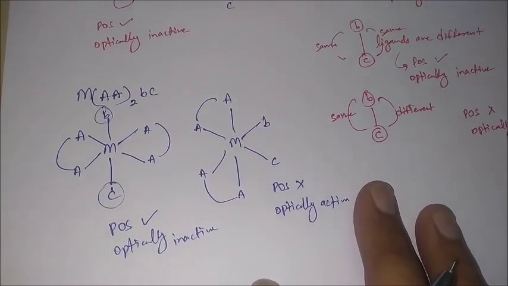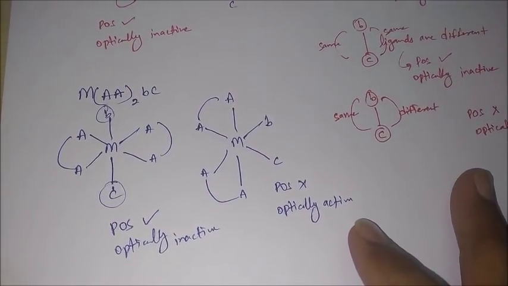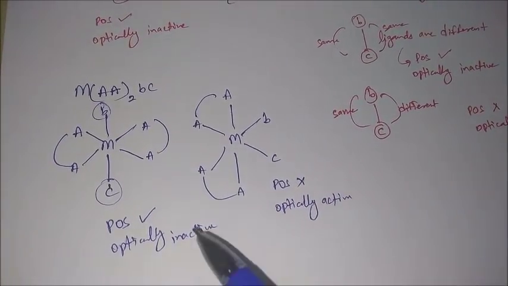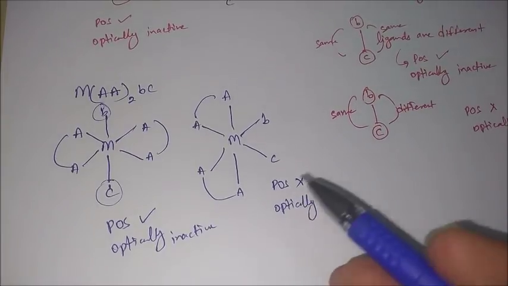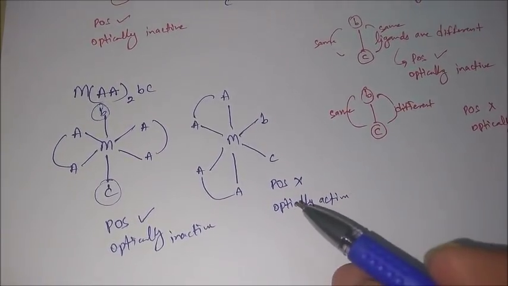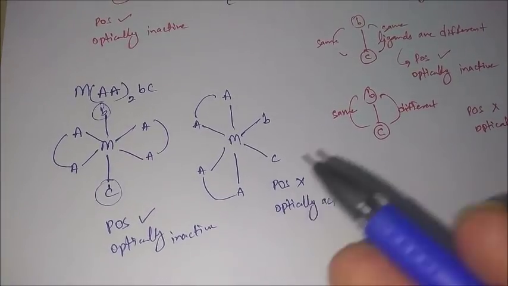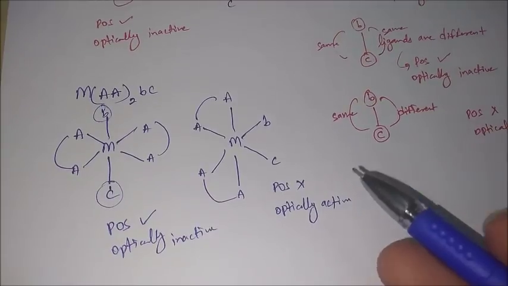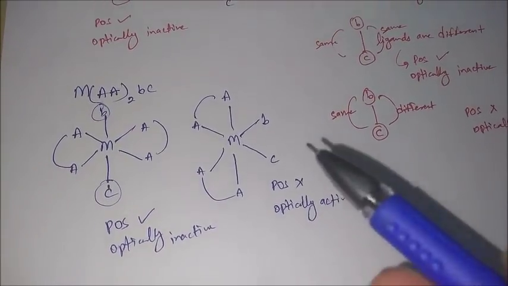So I will just wind up all the things here and I will not go on with more examples. You can check on your own whether you are getting optically active or not, and if you find any difficulty in finding it out, then you can write in the comment section. I'll quickly go to the questions which were asked in the previous CSIR NET exam and solve them, to make you understand how to apply all these things in the questions.